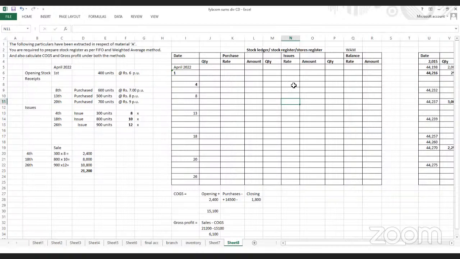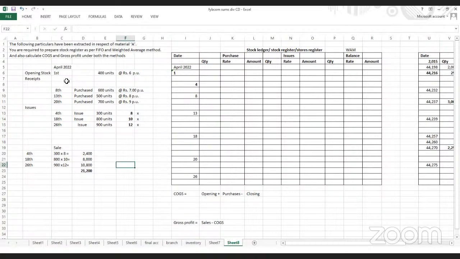So again, we'll be solving the same sum. In the exam also you have to solve it with both the methods and do the working of COGS and gross profit. Clear? So this is as good as new again. So we'll start again now with the weighted average method.